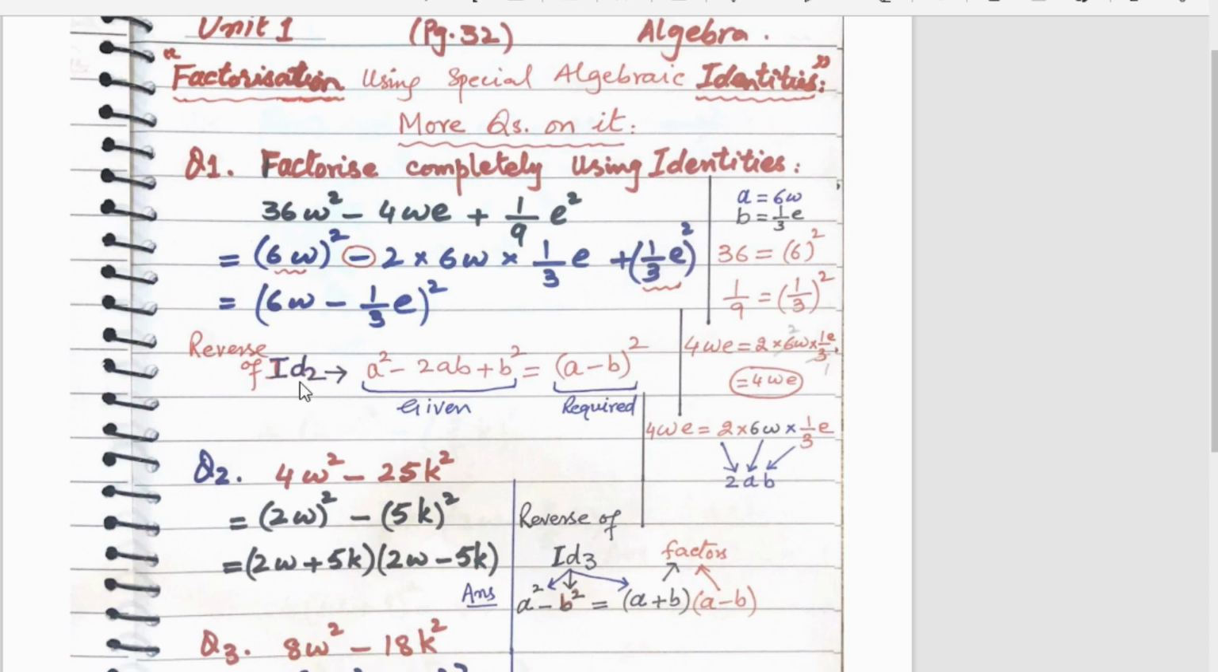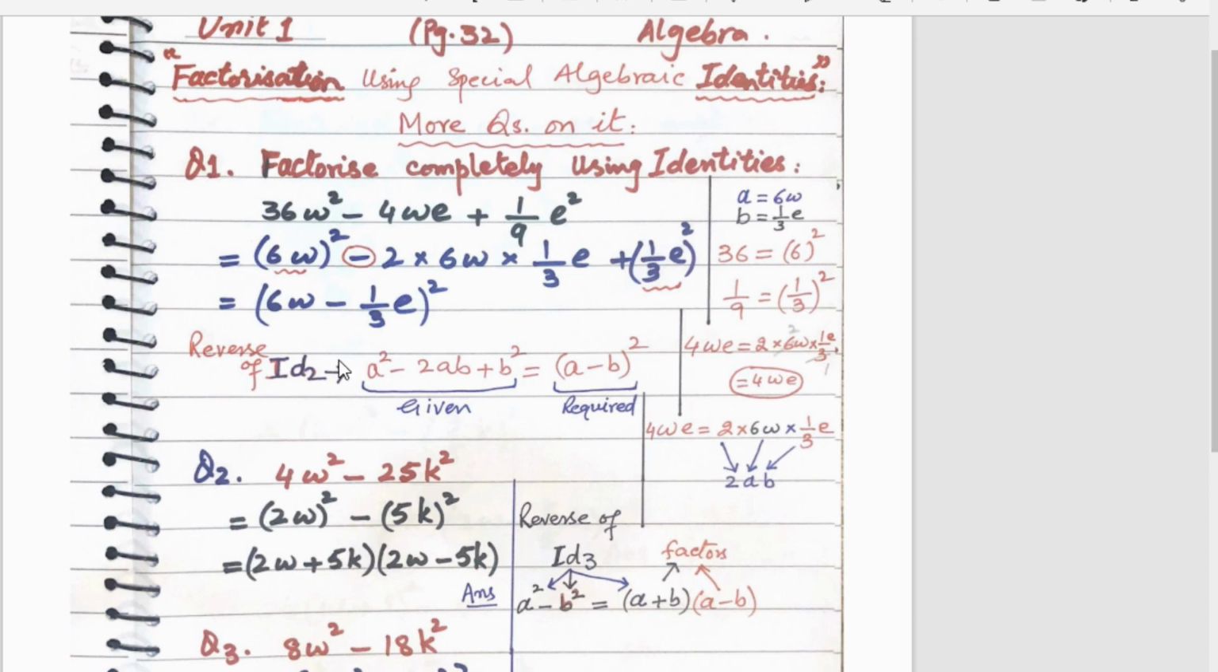Look at this. This is ID2. ID2's reverse form is given to you, right? A square minus 2ab plus b square is equal to a minus b whole square is ID2, and it is written in its reverse form. Now we are given this expression. Look up, two squares and one middle term are given to us in this expression. It means this portion of the ID resembles this question, right? With this expression. So it is given. That is why I have written over here given.